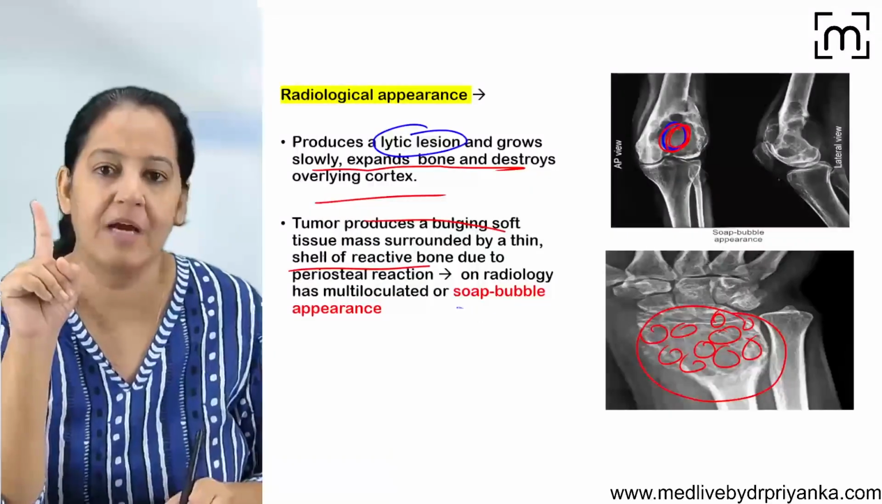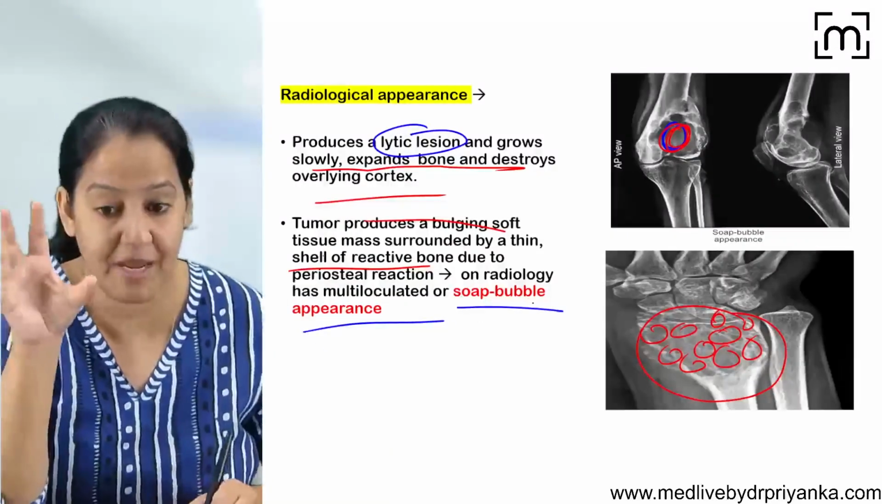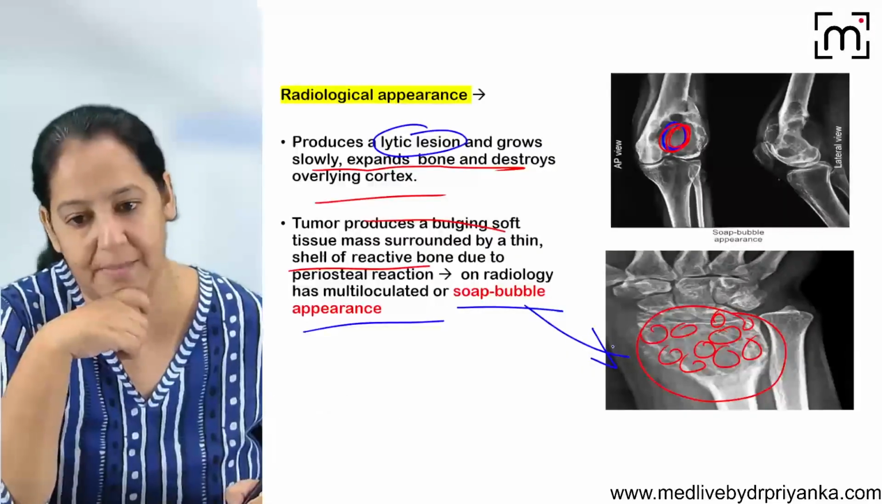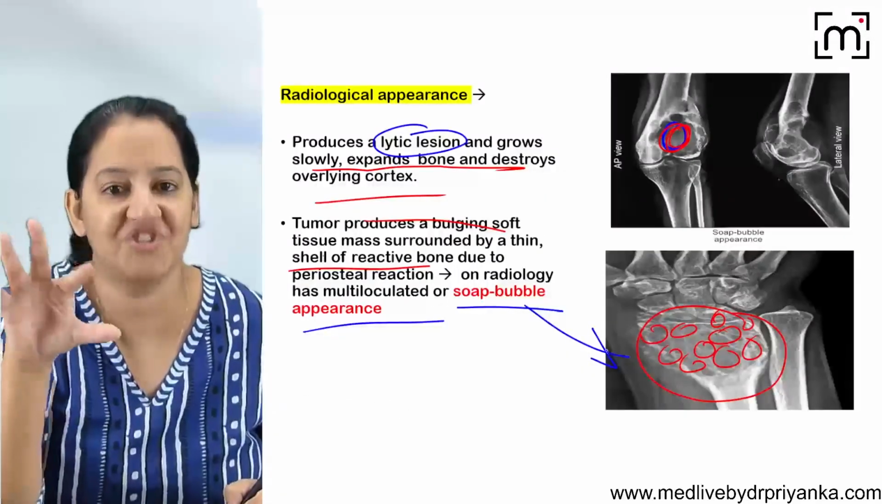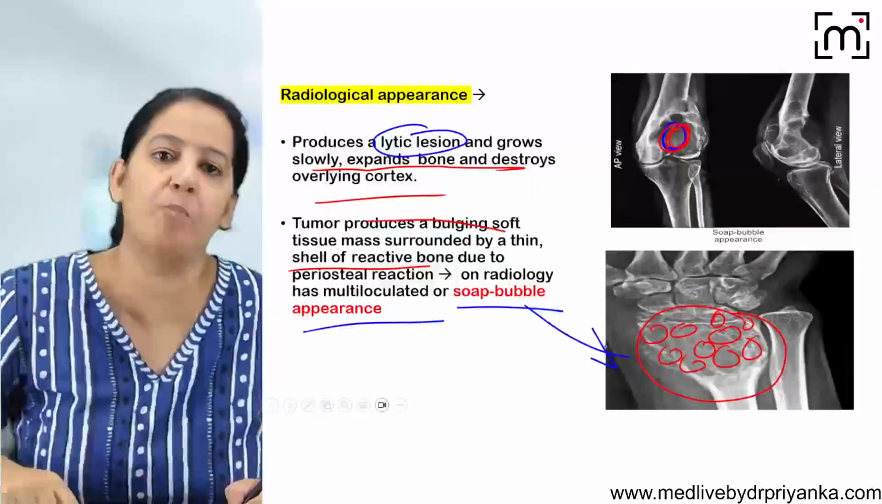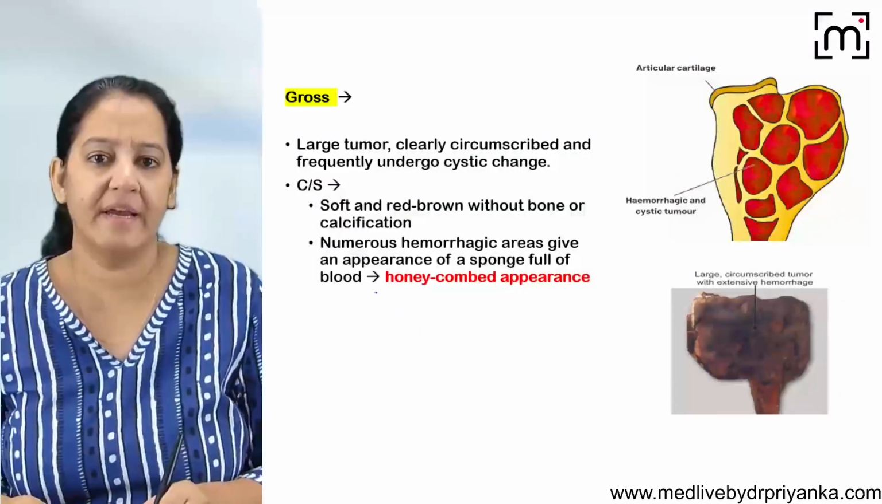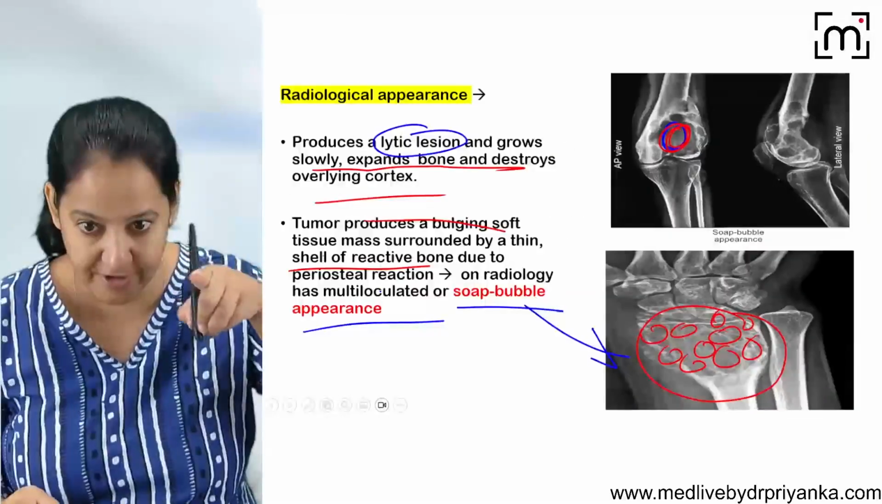Please learn this appearance. You have to learn these catchy words and you should be able to recognize them in the image if it comes as an image-based question in your exam. So these are the spotter images. So it's a giant cell tumor, typical soap bubble appearance you can see.